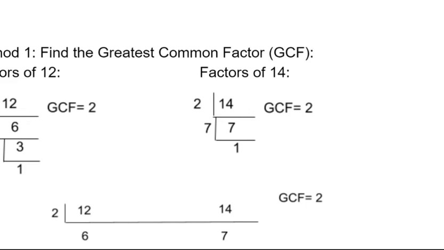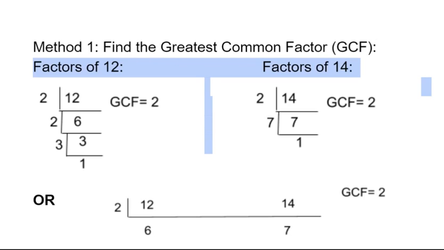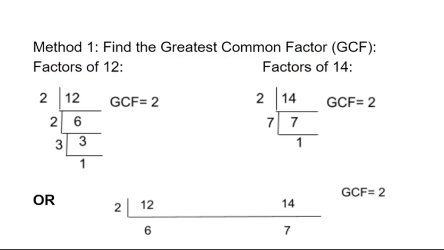Moving on to factors of 14. So 14 divided by 2 is 7. I could further divide that into itself because 7 is a prime number. 7 divided by 7 is 1, and that's what I'm left with. And now I look at both numbers, and I see that 2 is the number that is shown for both, or 2 is a factor of both. So then I come to the conclusion that the greatest common factor is 2.